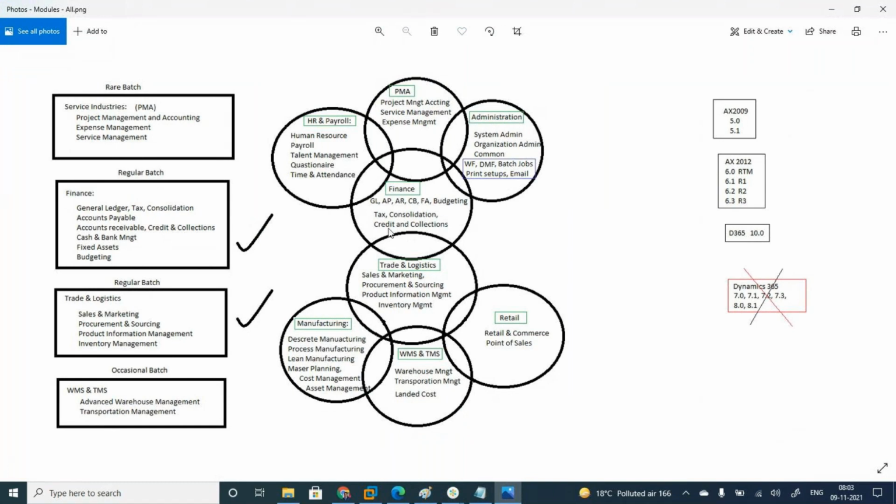Okay. And once you learn this one, if you really want, I will explain it to you. This is a separate course content. For this one, it is advanced warehouse management and transportation management. Once you learn this one, I will teach this one. This is a separate session. Okay.